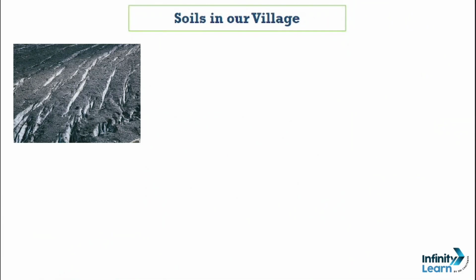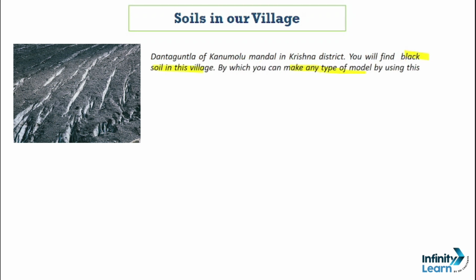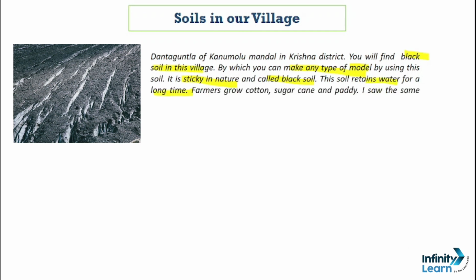As you can see, this picture is of Dantaguntala of Kanumolu Mandal in Krishna district, and you will find black soil in this village, with which they can make any type of model. It is basically sticky in nature and called black soil. This soil mainly retains water for a long time. So remember this soil contains moisture in it. Farmers grow cotton, sugarcane and paddy with the help of this soil, and you will also see this black soil in the Indukuru Pita of Nellore district. This soil is called your black soil.